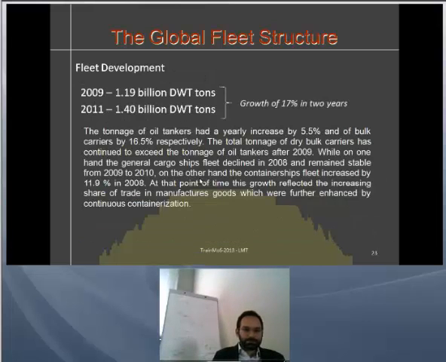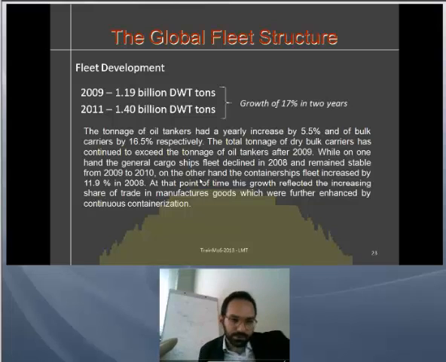So now the fleet development. In 2009, the fleet consisted of approximately 1.19 billion deadweight tons, and in 2008 we have 1.40 billion deadweight tons. This is a growth of approximately 17% in 2 years. So a lot of ordering took place before 2009, and a lot of completions came into the market during the period of 2009 and 2011.